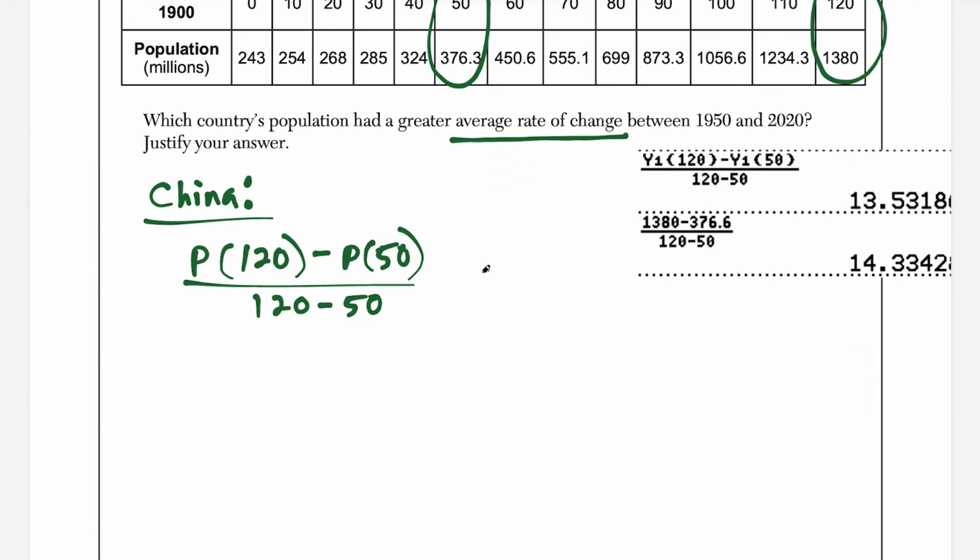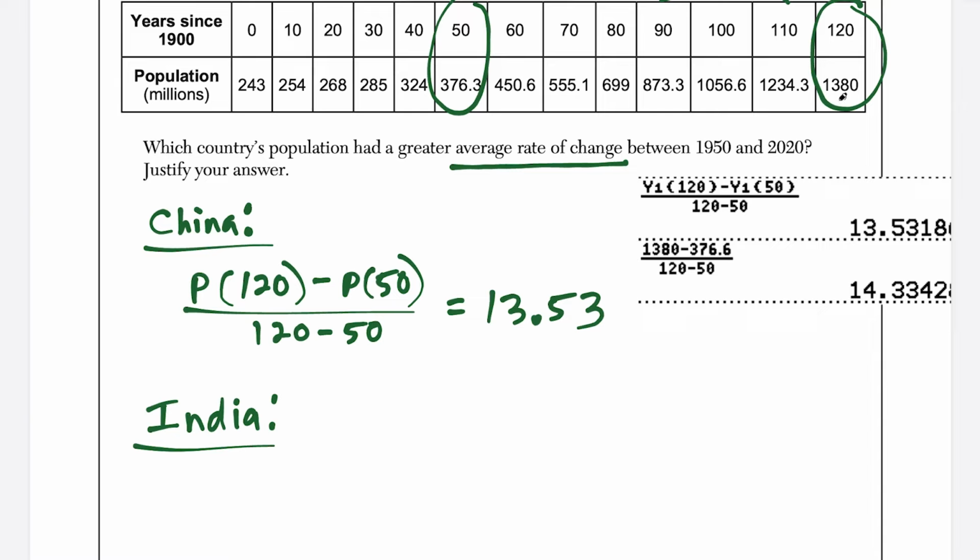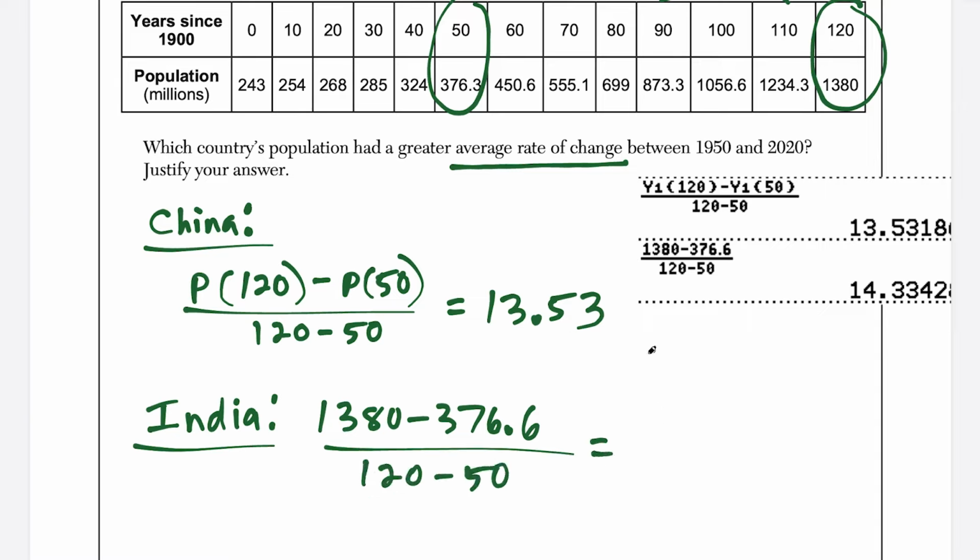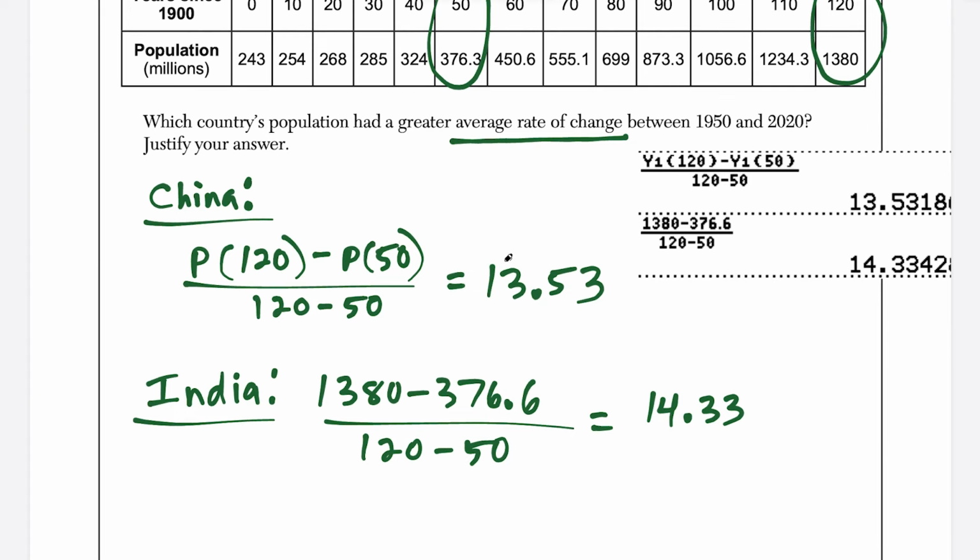So for China's average rate of change, we'll round this to 13.53. Okay, I'll stop at 2 decimal places. And then for India, we actually have to show the work here. So for India, let's think about what we found in the calculator. We did the difference of the y values over the difference of the x values when we were at x equals 50 and 120. So here I just write that out. We have 1380 minus 376.6, and we're dividing this by 120 minus 50. And this is equal to, we round to 14.33. So now we just have to make the observation, which country had a greater average rate of change between 1950 and 2020? It would be India.